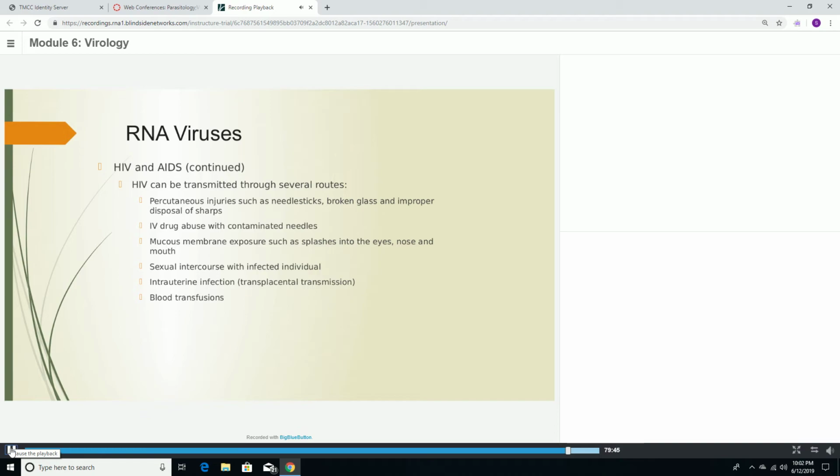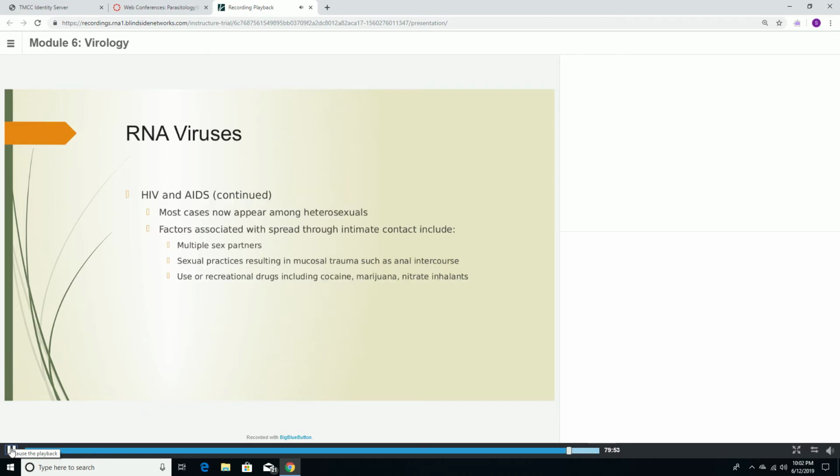Other routes are sexual intercourse with an infected individual, intrauterine infection, so transplacental transmission, and then blood transfusions. Most cases now appear among heterosexuals. I'm sure everybody's heard about HIV before. It was primarily thought of as a homosexual disease, but in more recent years, most cases are appearing among the heterosexual population.